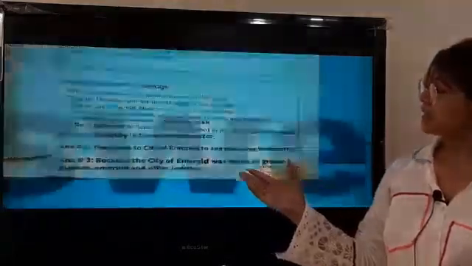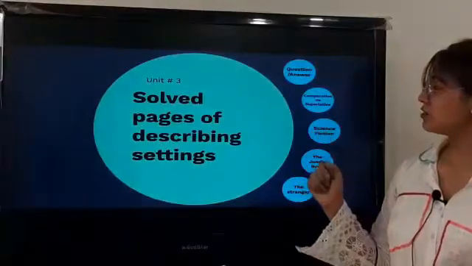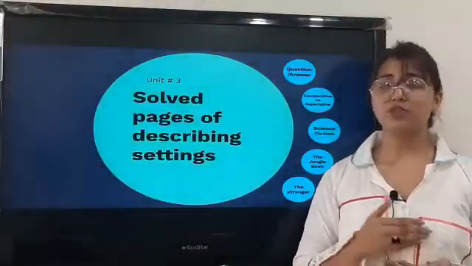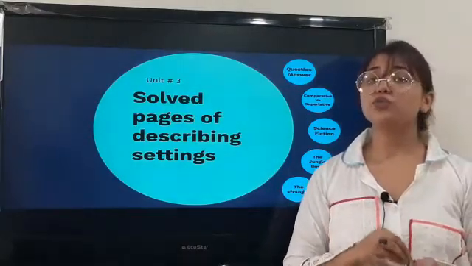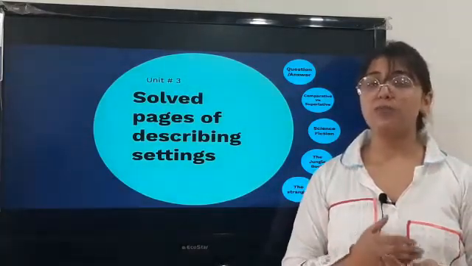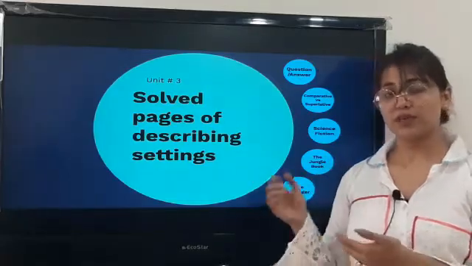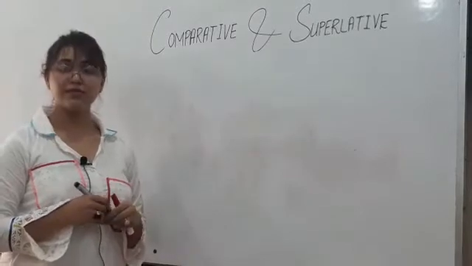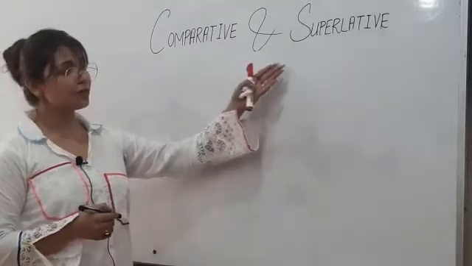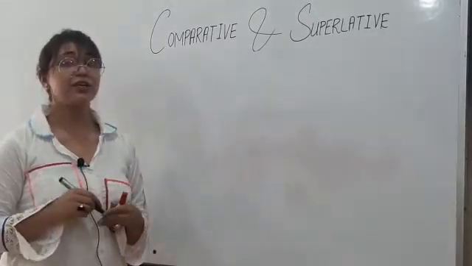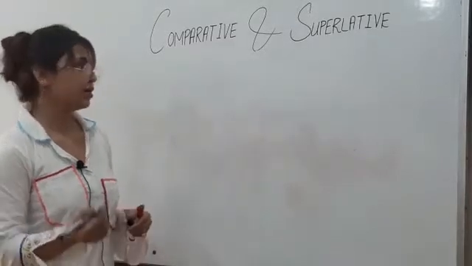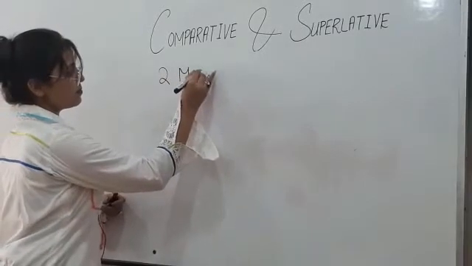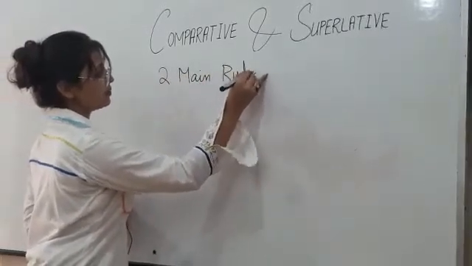So moving towards our next slide, that is about the comparative and superlative. Before doing the comparative and superlative, there are a few rules about that, and I will tell you about the rules. The comparative means the comparison between two things, and the superlative means the comparison between more than two things. There are two main rules of comparative and superlative.